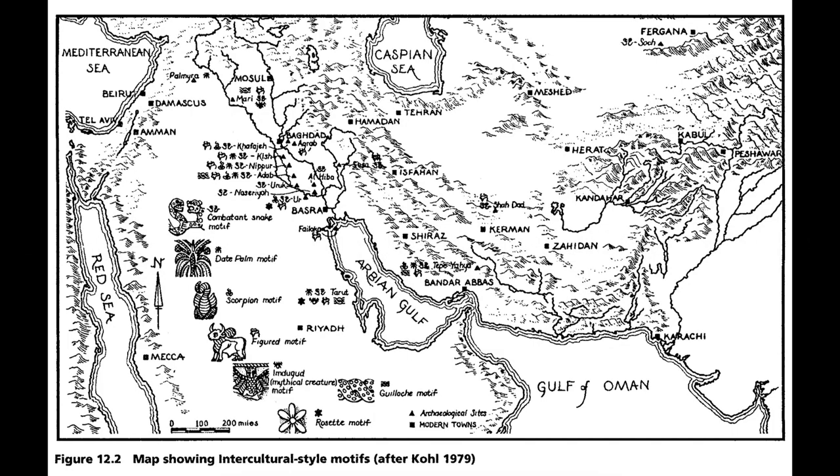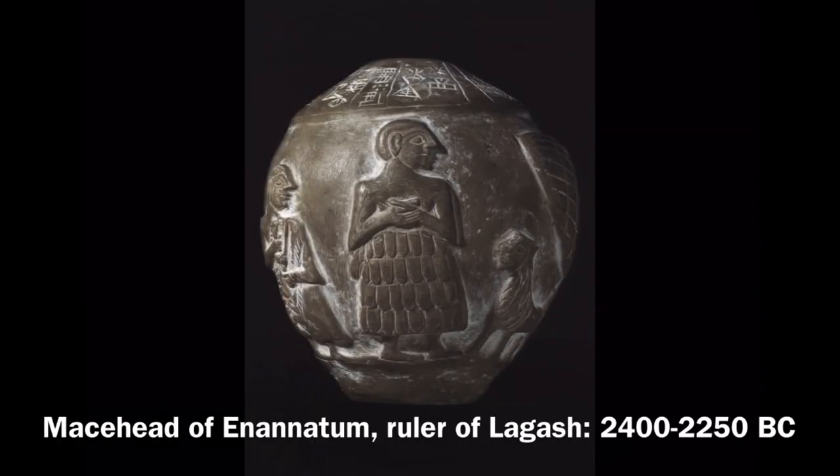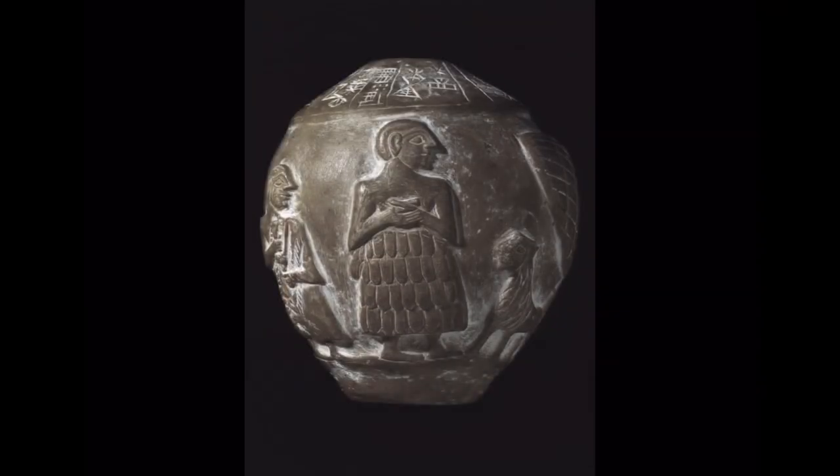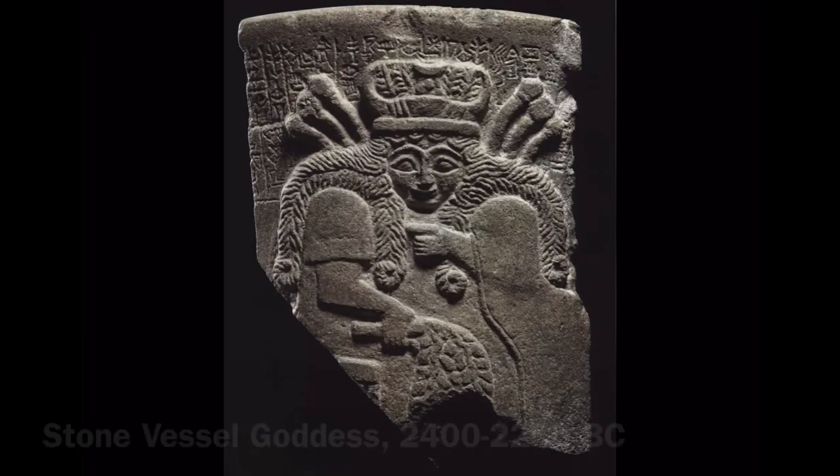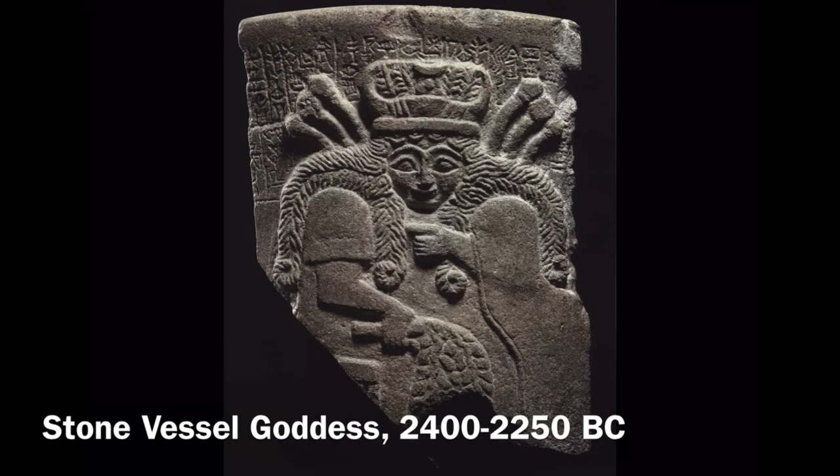So what Purcell then argues is that this intercultural style shows that the participants or the actors in this exchange shared not just these symbols, but possibly also some ideology which underlay these symbols, or some philosophy of the forms that this art began to take.